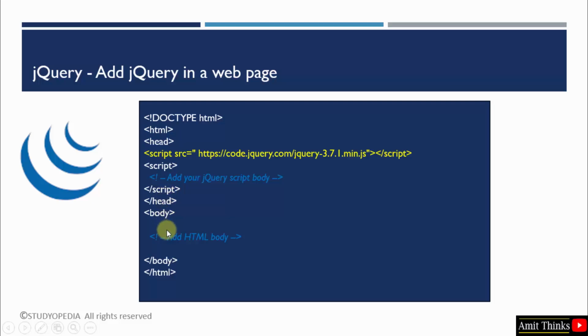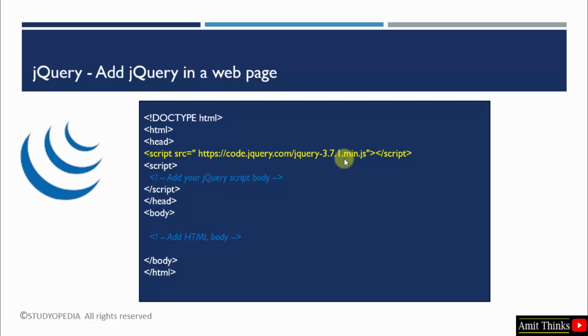Close the head tag and add your HTML code in the body. That's it. We will see in the next lesson how we can run our first jQuery program. Here we are seeing how to add jQuery in a web page. Now you would be wondering how to get this complete code. Let's say the version updates to 3.8. So how to exactly get this?